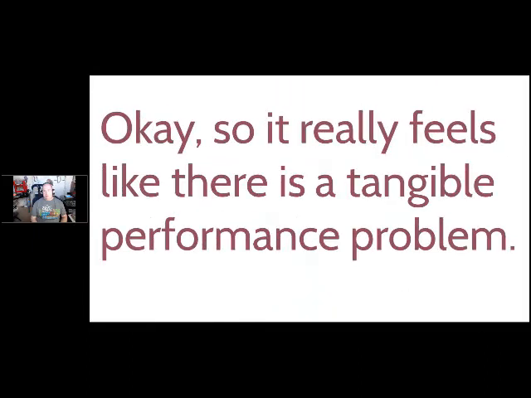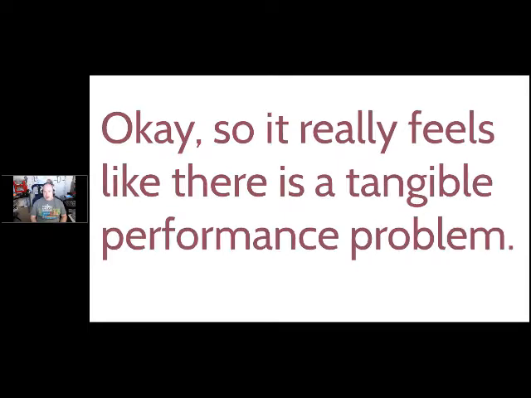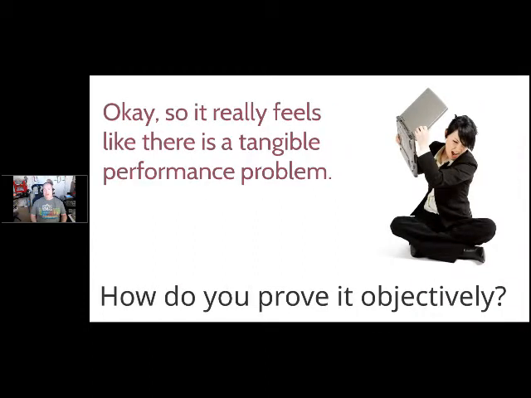Alrighty, so let's say it really feels like there's a tangible performance problem. Users are complaining, you've seen some weird behavior, but how do you prove it objectively? There are so many times that it feels like there's a performance problem, but people want data. To troubleshoot effectively, you really need objective data. So how do we do that?